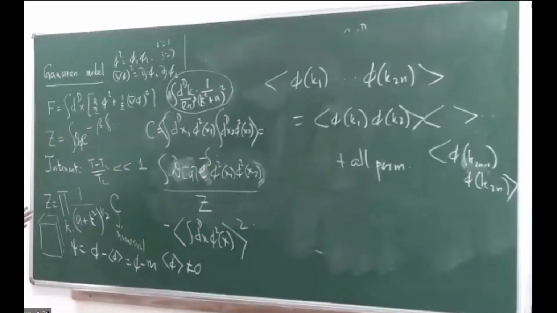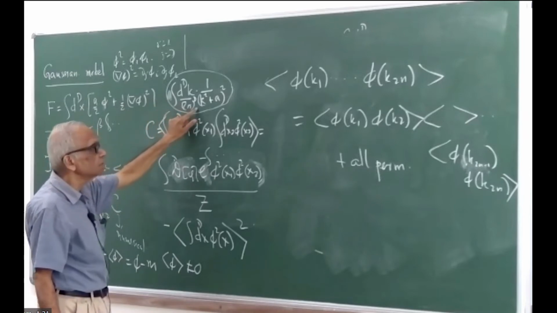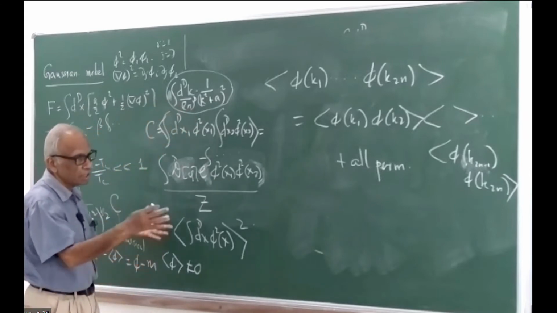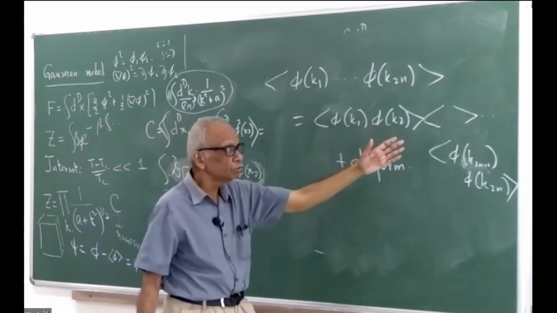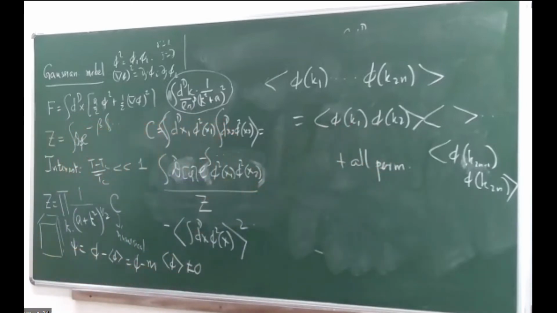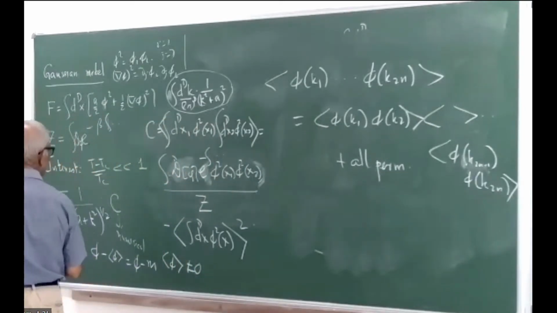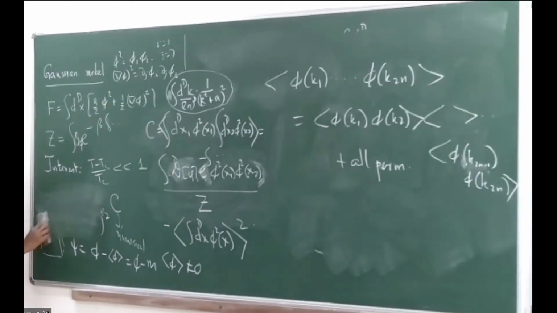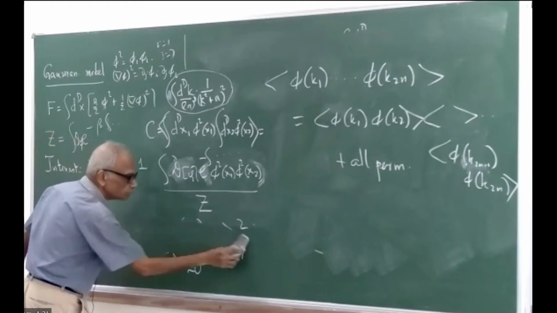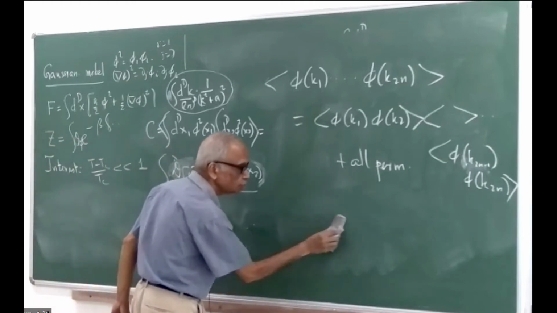So that completes everything that you need to know about the Gaussian model. The answer for the 2-point function is this. The answer for the 4-point function is exactly this. And the higher order functions, when you want to do them, are going to come up. All right. So now comes the next issue.